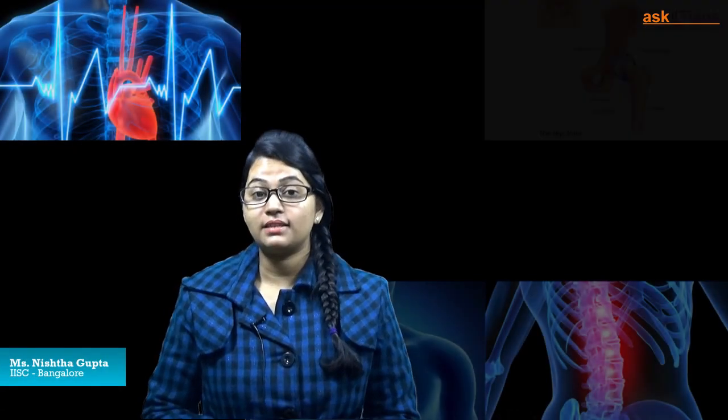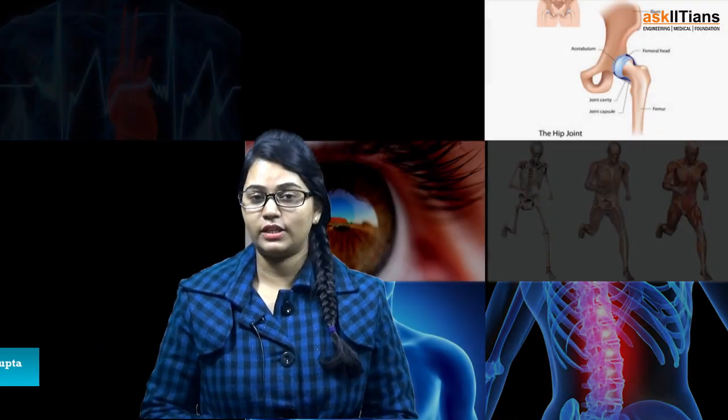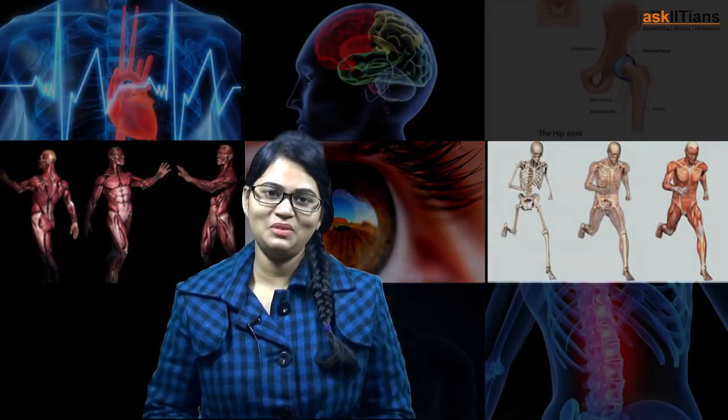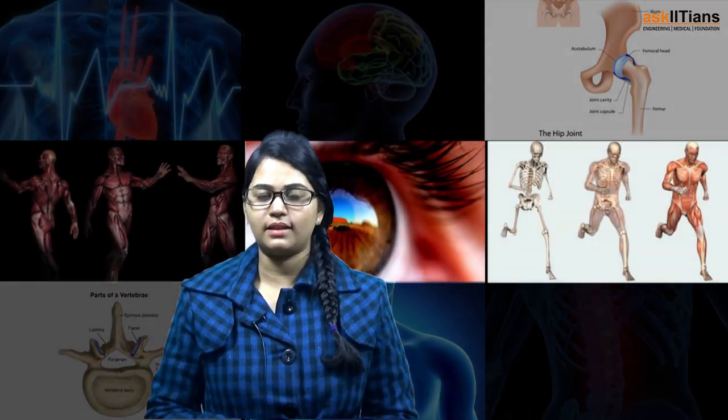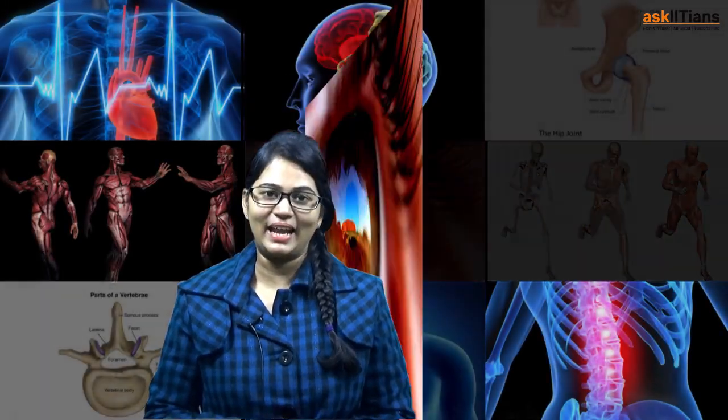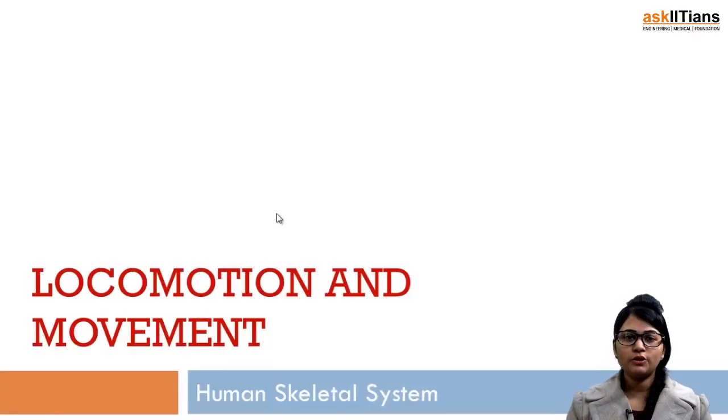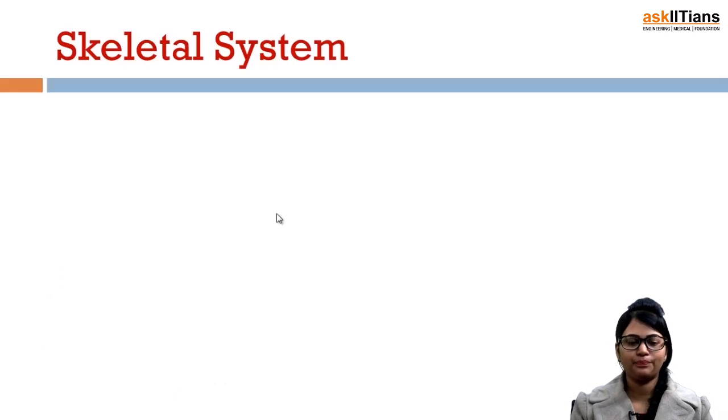Students, this is the fourth part on the chapter Locomotion and Movement. Under this part, we are going to discuss the human skeletal system, the most important part of this complete chapter. So, let's have a look into this complete skeletal system of human beings. Locomotion and movement. Now we are going to discuss the human skeletal system.